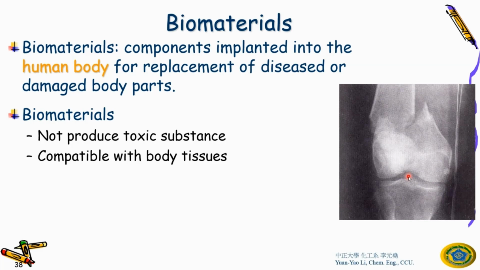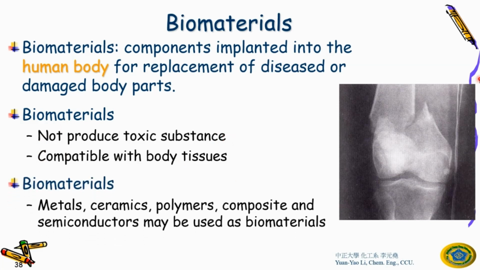Why? Because your body is very important. It's not a toxic substance, and it has to be compatible with the body tissues. Otherwise, you have trouble with these materials. Anything you can put into the body is called biomaterials, and you need to match these two criteria. Okay, so it can be metal, ceramic, polymers, composites, it can be semiconductor. If you implant a chip into a cat's body or dog's body, this is a biomaterial, as long as it's not toxic and compatible with the body tissues.